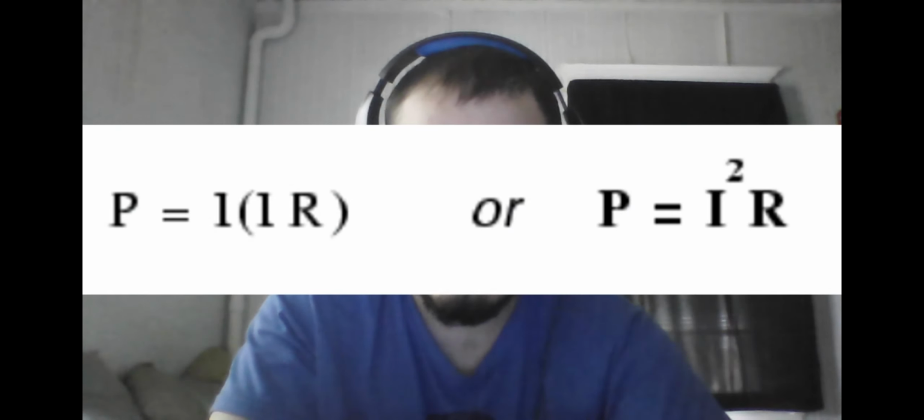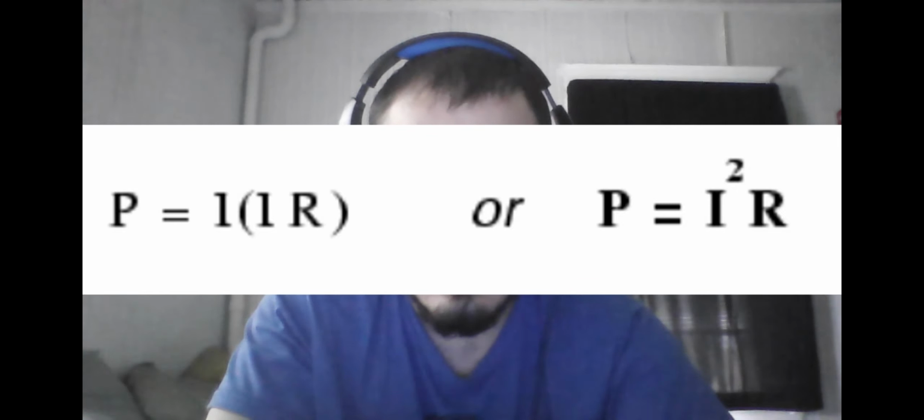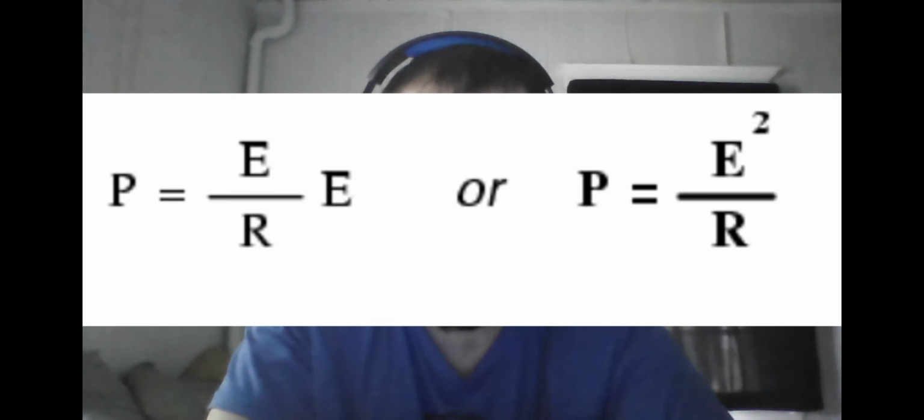If you are comfortable with algebra, you can also plug in Ohm's law for V. So power can also be expressed as I times I times R, or I squared times R. Or alternatively, you could rewrite current as voltage divided by resistance and get voltage squared over R.